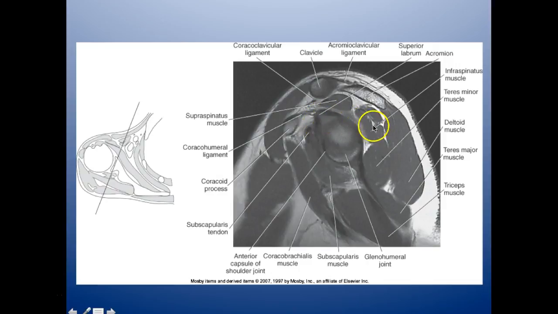We've got infraspinatus muscle, the teres minor, with the deltoid outside, with the teres major. This is your triceps muscle, and this is your coracobrachialis, and your anterior capsule of your shoulder joint is right there. This is your glenohumeral joint. This is the joint. So your subscapularis tendon is there with your coracoid process and your coracohumeral ligament. You can see it nicely spread out right there.